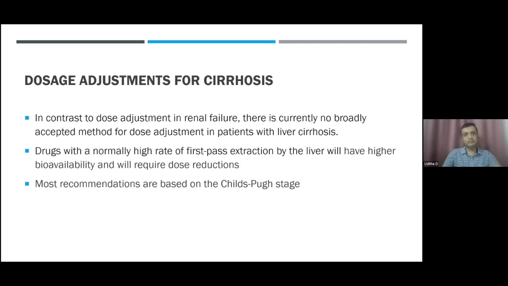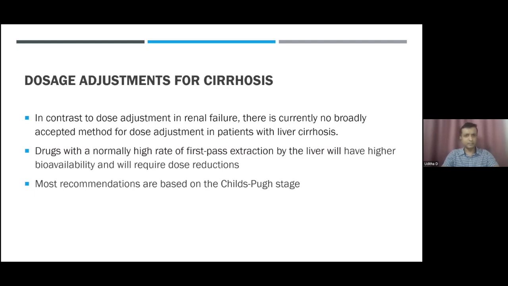So the problem we have is that, in contrast to dose adjustment in renal failure, because we all know that in renal failure your dosage adjustments are done mainly by the GFR or the estimated GFR. But in liver failure, liver cirrhosis or liver impairment, there is no single broadly accepted method for dose adjustment, because no single value or no single investigation will give you a clear picture or a continuous assessment of what the liver function is going to be like.